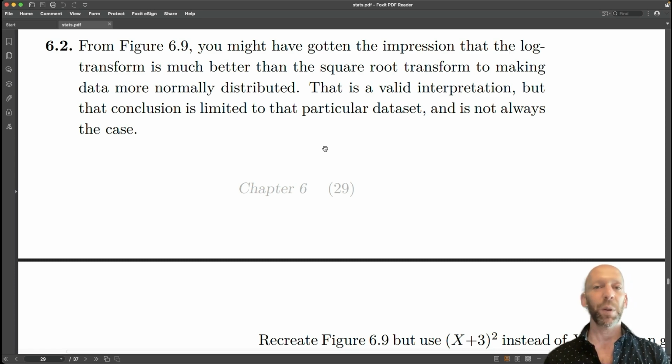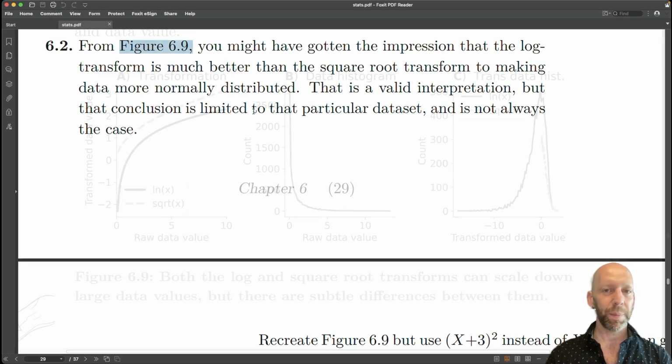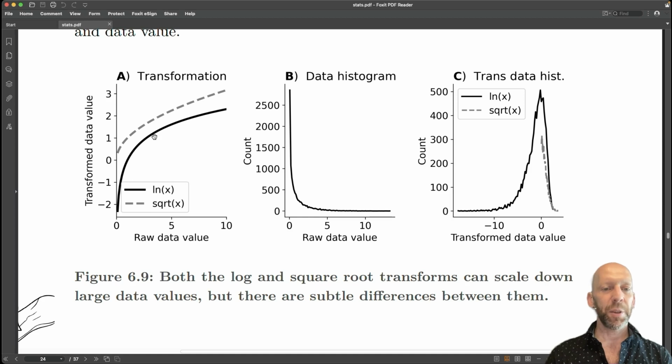Sometimes it does matter. For example, if you have zeros in your data, then you can apply the square root transformation, but you cannot apply the log transformation, at least without first shifting the data, and that's because you cannot take the log of 0. Now, I want to go back to figure 6.9. Figure 6.9 shows some data, and here is the histogram of the raw data, and then I applied these two transformations, the natural log and the square root.